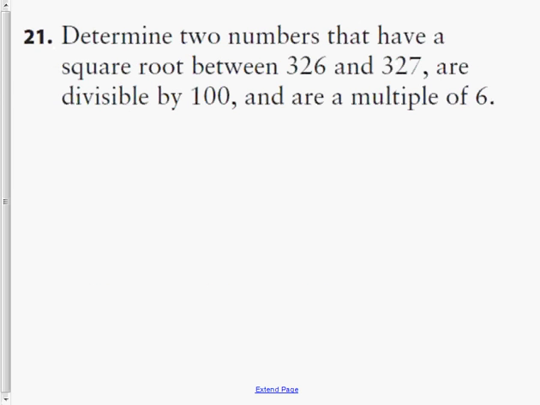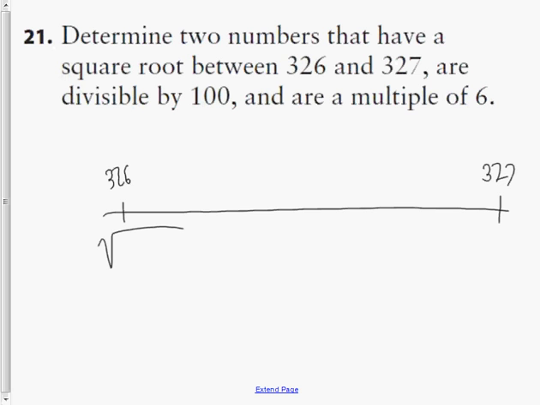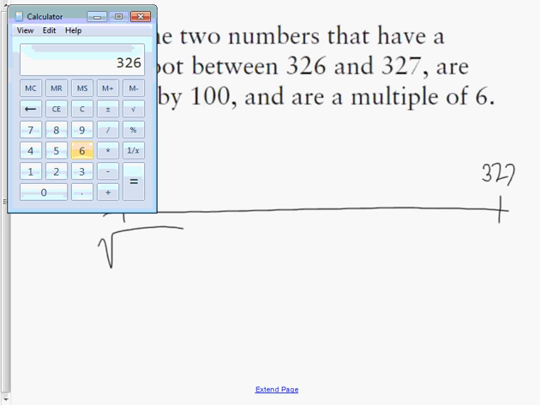And the last question says, determine the two numbers that have a square root between 326 and 327. All right. So the square root of 326 and the square root of 327, we know that this number here must be 326 times 326. So I'm going to put down 326 times 326 equals 106,276. And over here, 327 times 327 is 106,929.